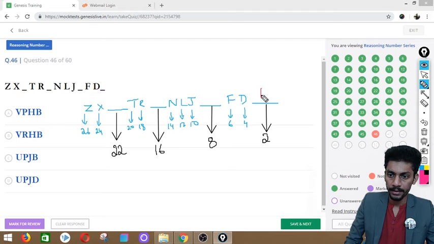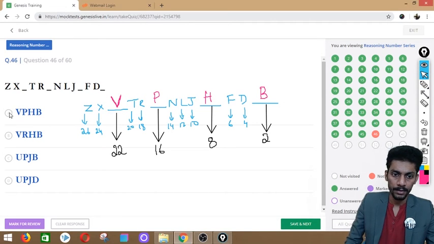Which is the second letter? It is B. Which is the 8th letter? It is H. 16th letter? It is P. And 26th letter? It is U. Correct? 22nd letter is V. Sorry, V. 21st letter is U, 22nd letter is V. So the answer is V, P, H, B. That is option A.